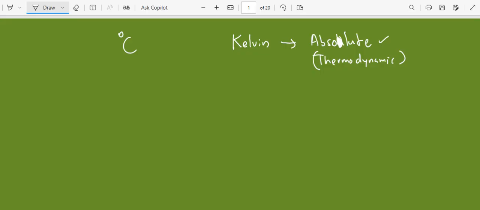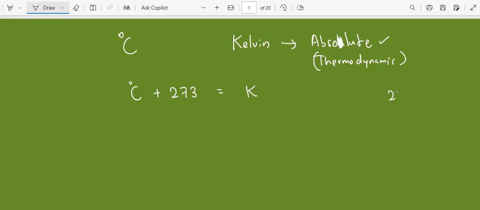Right. Now if you have a Celsius temperature, how do you convert it into Kelvin? That's the first thing you have to know. There's a very simple relationship. If you want to convert a Celsius temperature into Kelvin, what you have to do is simply add 273. Then you will get the answer in Kelvin.